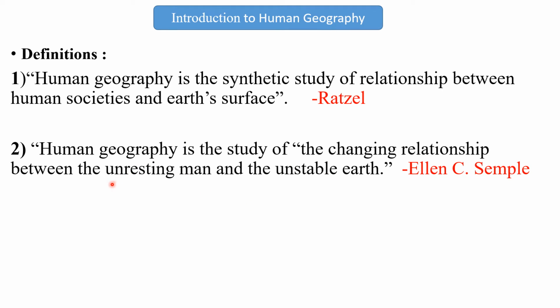As we know, human beings are very active, and they are represented on our earth surface. He is never stable, and many different types of human features have been created by human beings. So here Semple uses the words the unresting man and the unstable earth, meaning this earth is not stable.